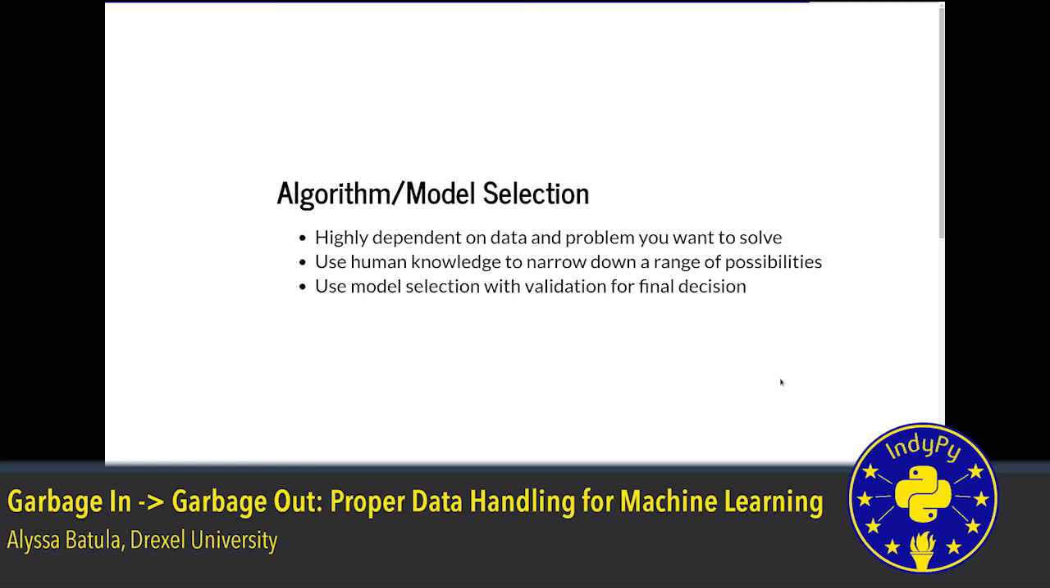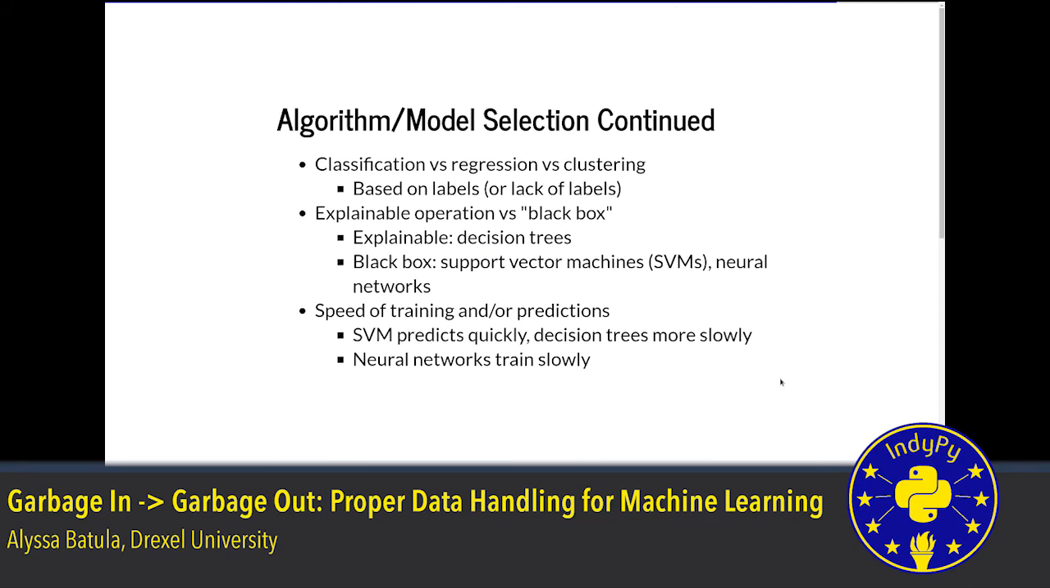Some things to think about: you can classify, you can use regression or clustering. Which one you pick is going to depend on what type of labels you have, or if you have labels at all. Do you want to be able to explain the operation of what you're doing, or are you okay with it being kind of a black box?